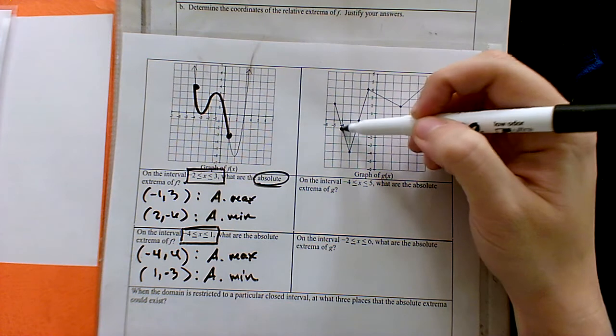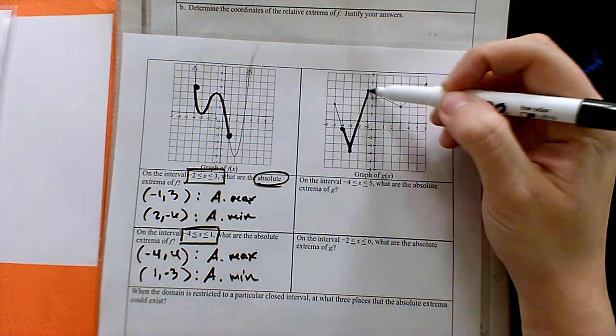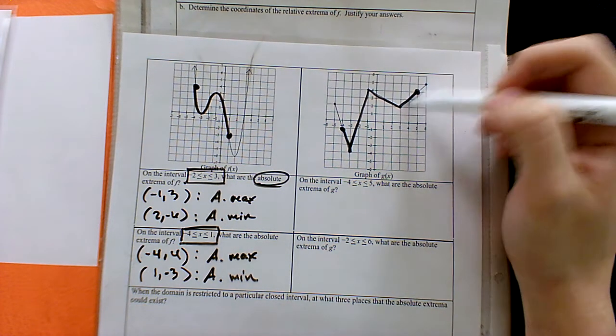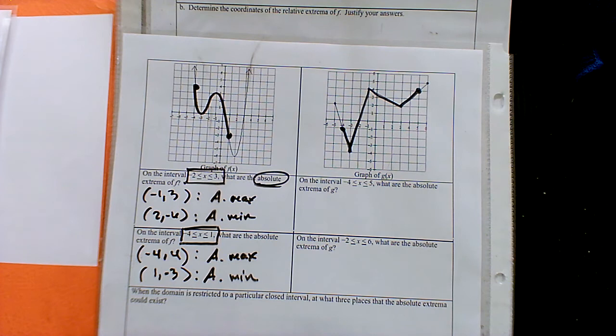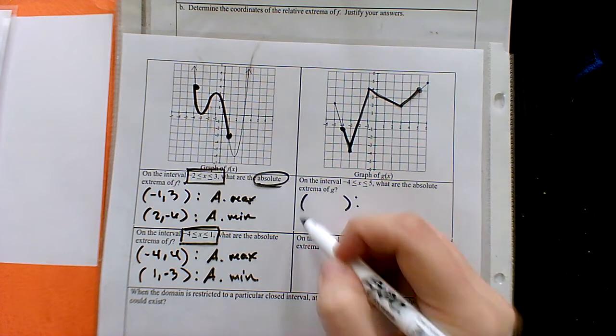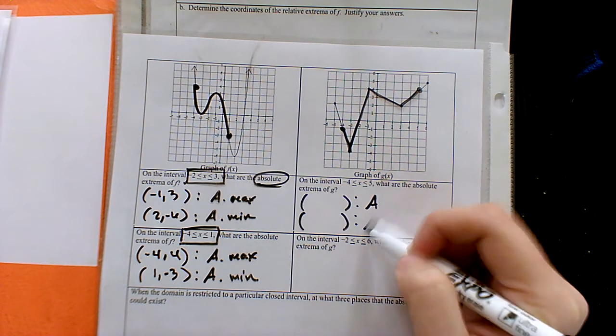Let's try g of x. So instead of looking at the whole thing like we did before, we'll go from -4 to 5. Okay, so just that section. Can we find absolute max, absolute min?